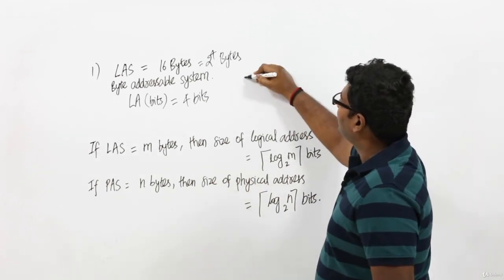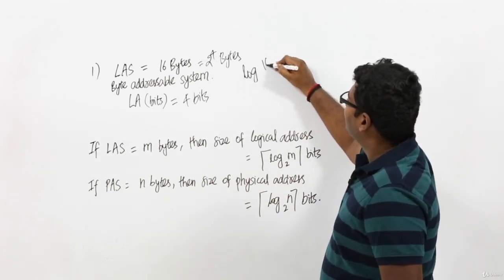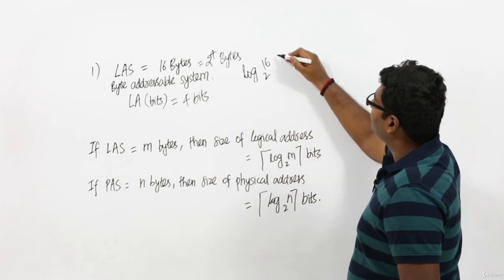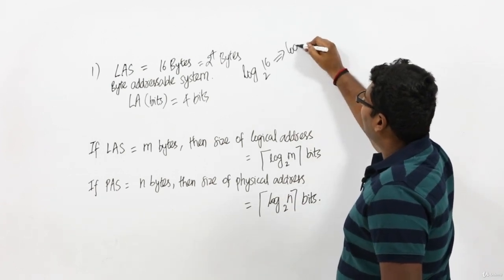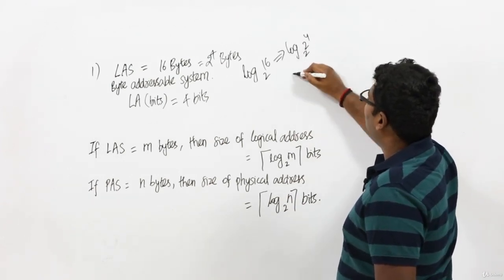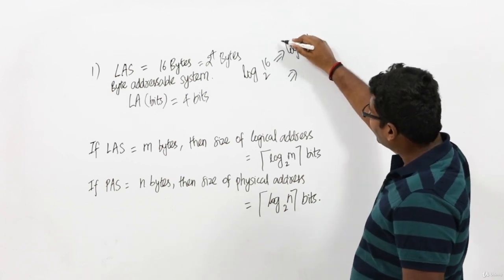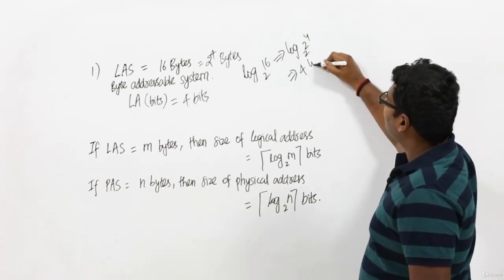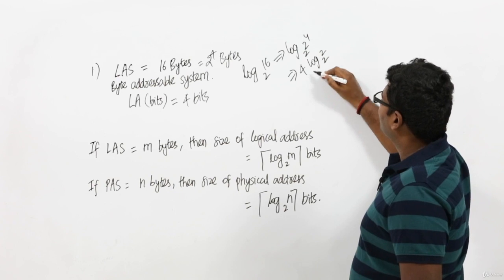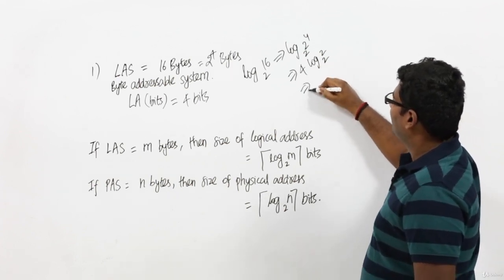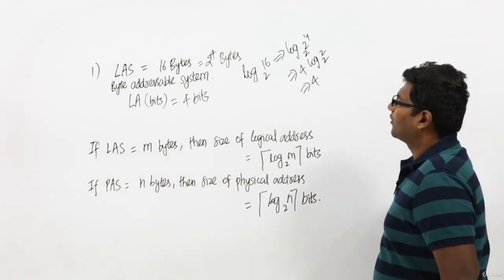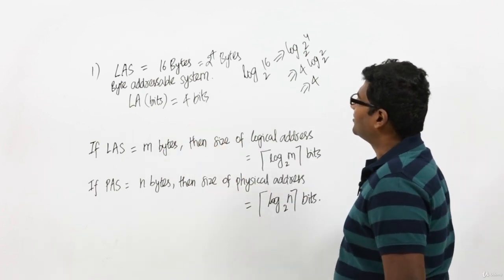It is very simple. It is nothing but log of 16 base 2, or this can be written as log of 2 power 4 base 2, and this 4 will come in front, right? 4 into log 2 base 2. Log 2 base 2 is nothing but 1, and so I got the answer as 4. This is how we got the answer as 4 bits.